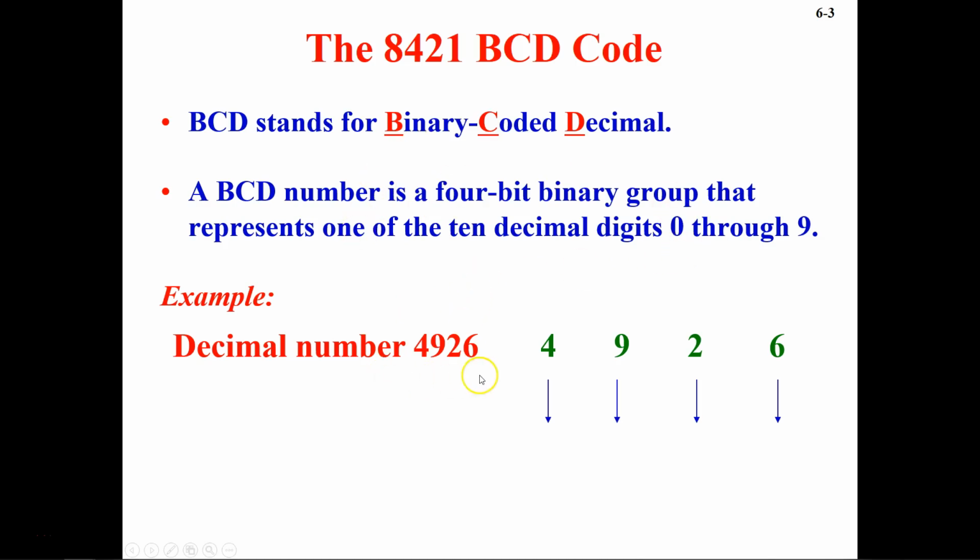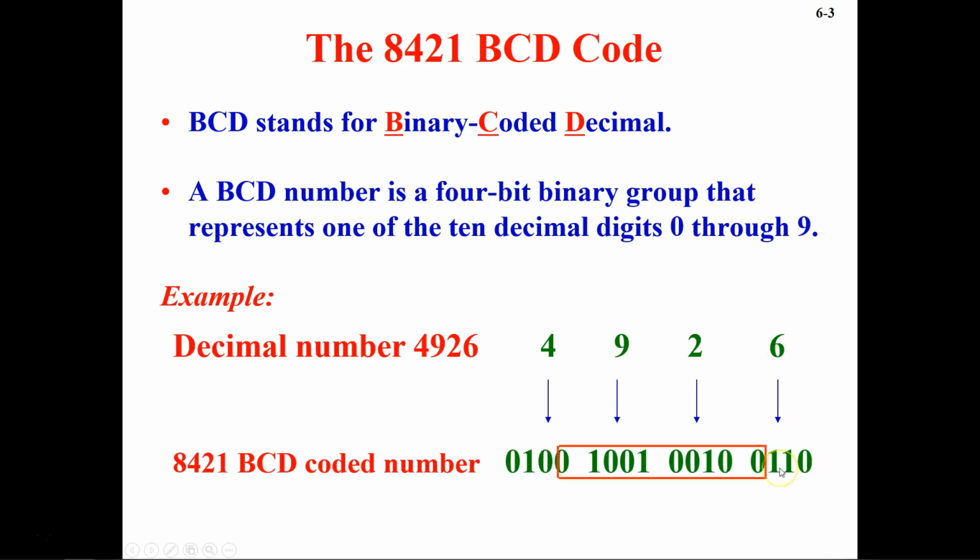One example is given here. We have a decimal number 4926. If we are asked to convert it into BCD, then the output will be this. As you can see, this is going to be the BCD code for this decimal number. And if you follow the 8421 BCD method, you can easily calculate the binary number for these particular decimals.